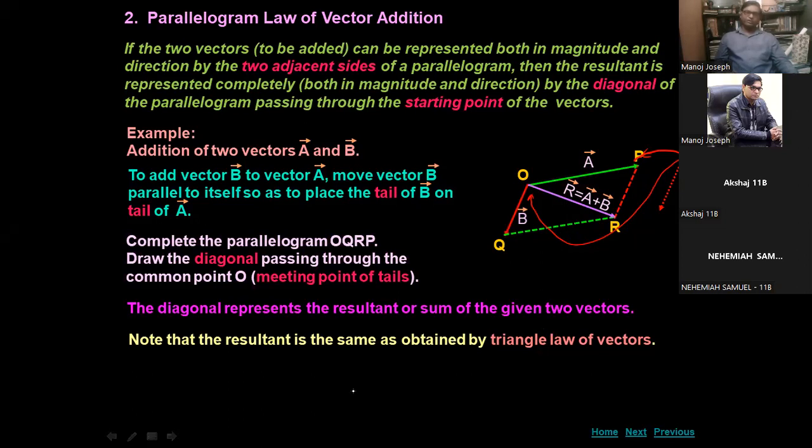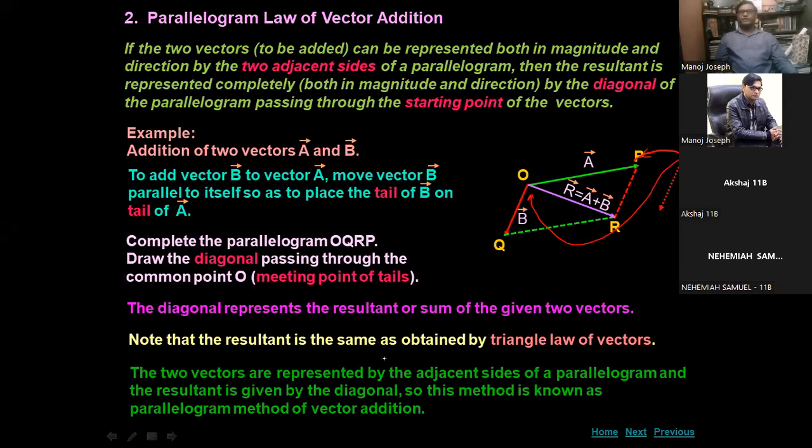Yes, sir. Okay. So the two vectors are represented by the adjacent sides of a parallelogram, and the resultant is given by the diagonal. So this method is known as the parallelogram method of vector addition. And here I have mentioned what the parallelogram law is.